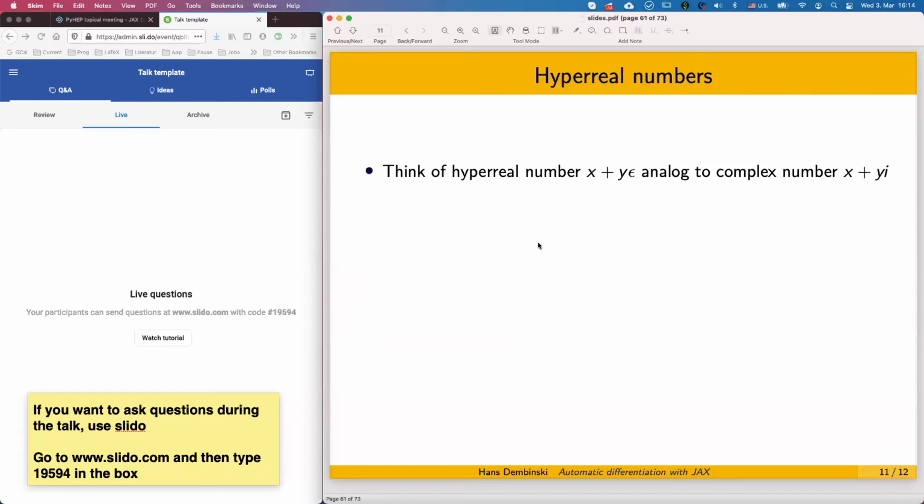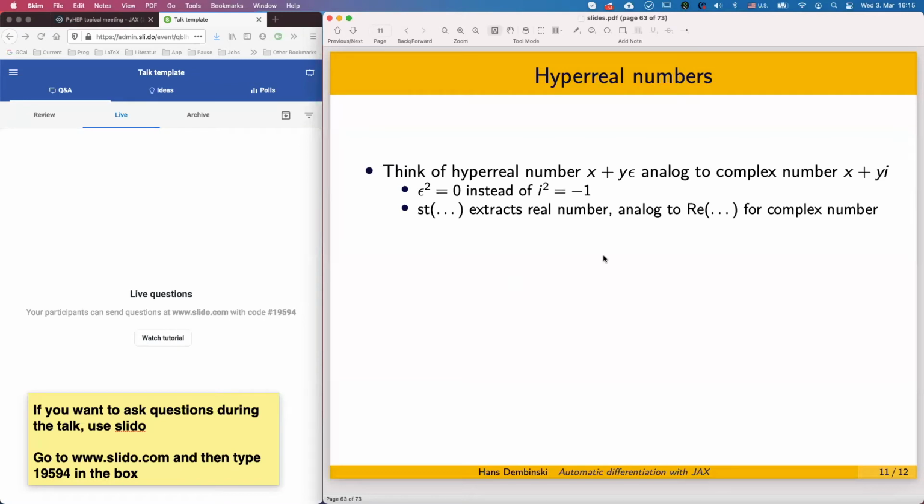You should really think of hyperreal numbers analogous to complex numbers, where you have an extension of the real line with this complex y times i, and here it's y times epsilon. And instead of i squared giving you -1, you now have the rule that epsilon squared gives 0. For the complex numbers, we have this function Re that gives us the real part of a complex number. And hyperreal numbers have something similar that's called standard, which gives you the standard part. So it also just extracts the real number from your hyperreal number. And then you can do calculations with this.